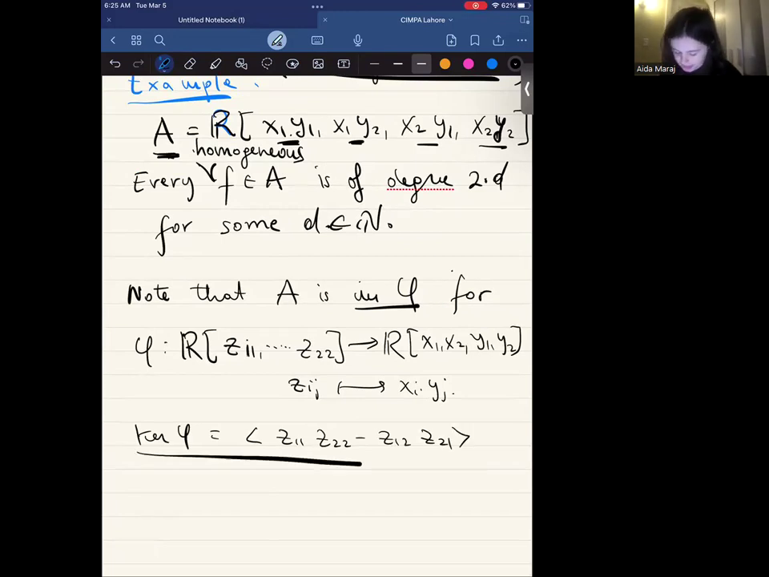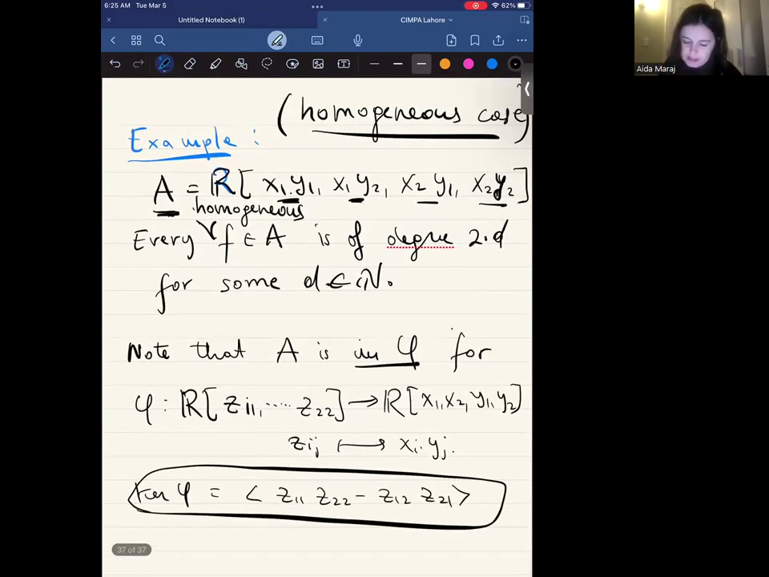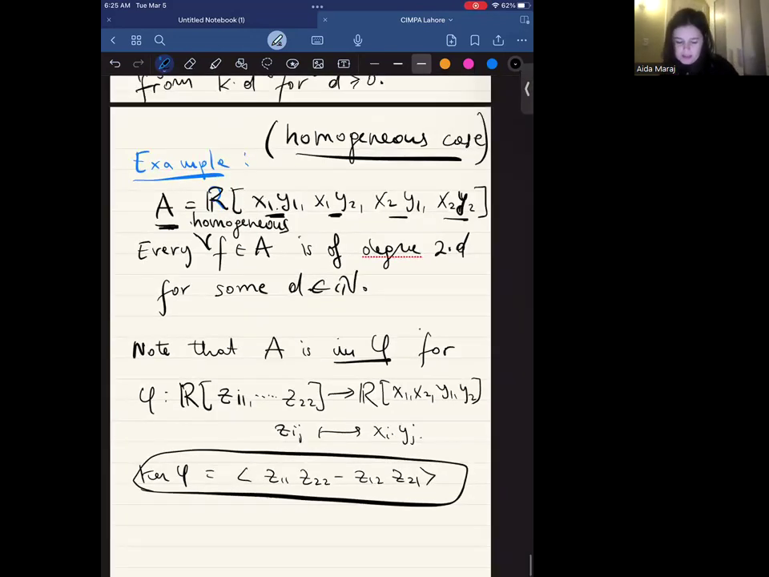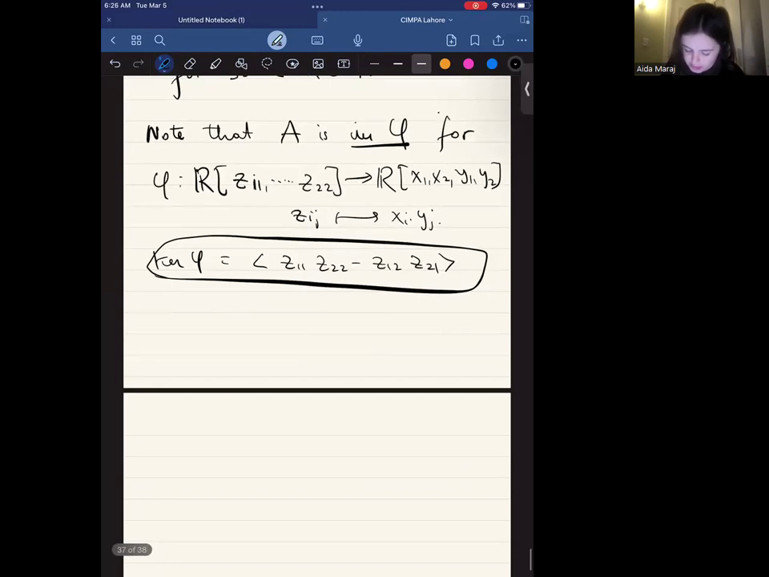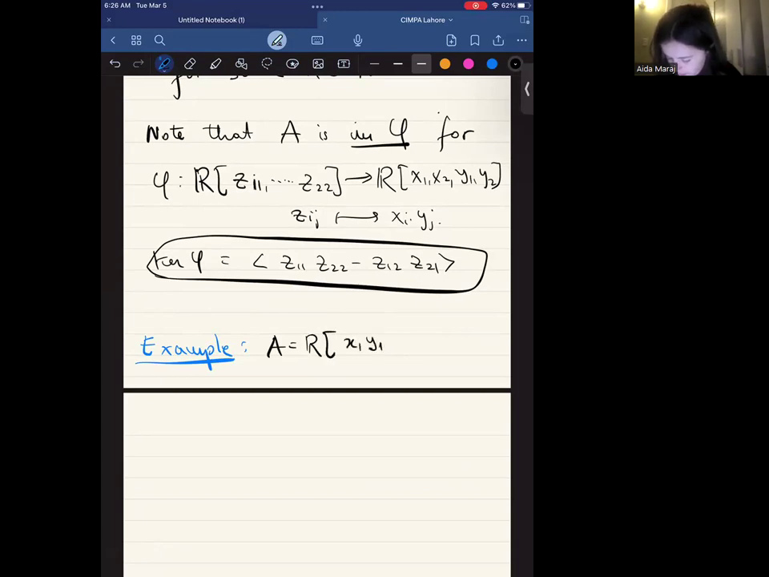So instead of studying the ideal for this one, we can study the Hilbert series for A. And so now let's see how that looks. I'm going to just repeat here again as an example. We said that our A is just generated by x1 y1, x1 y2, x2 y1, x2 y2.